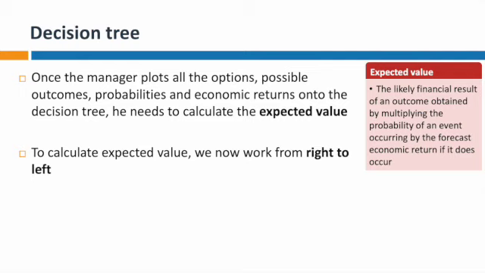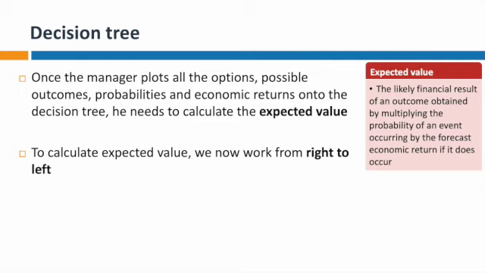Once the manager plots all the options, possible outcomes, probabilities, and economic returns, he needs to calculate the expected value. Now, what do we mean by expected value? It is the likely financial result of an outcome obtained by multiplying the probability of an event occurring by the forecast economic return if it does occur. Now, don't worry, at this moment, the definition is maybe a little too long, a little too complicated. I'm going to break it down again so that you can understand better.